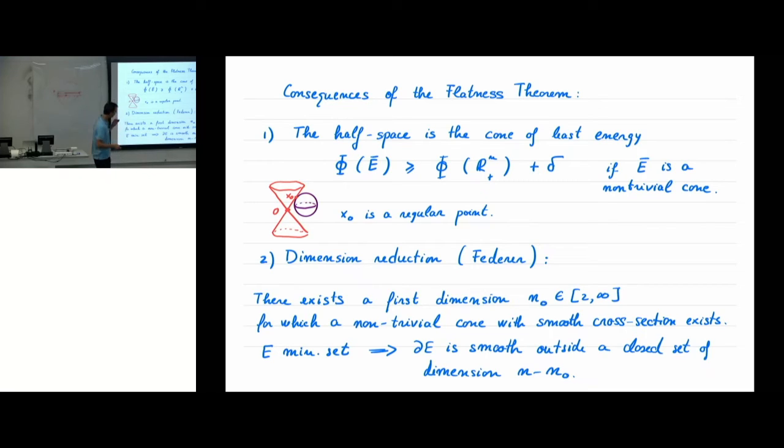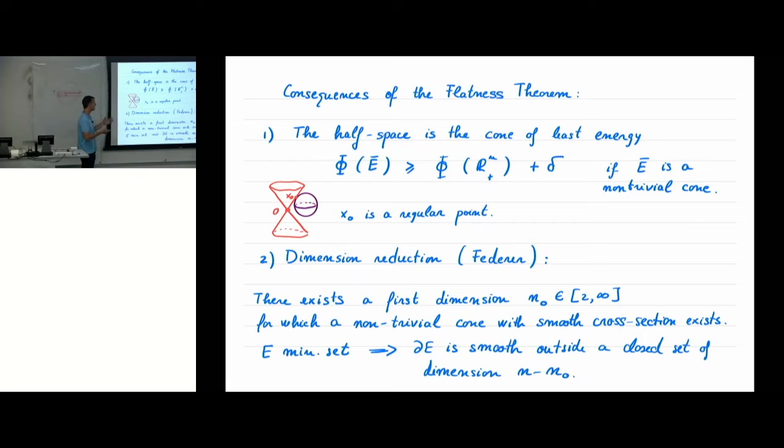In the case of classical minimal surfaces, this N0 is 8. So up to dimension 7, you see only the half plane as a minimizing cone. In dimension 8, there is another one. And then the dimension reduction argument says essentially that the boundary of E is supposed to be smooth all the time, except on a set of dimension n minus this n0. So it's very important to find this first singular cone that is minimizing.